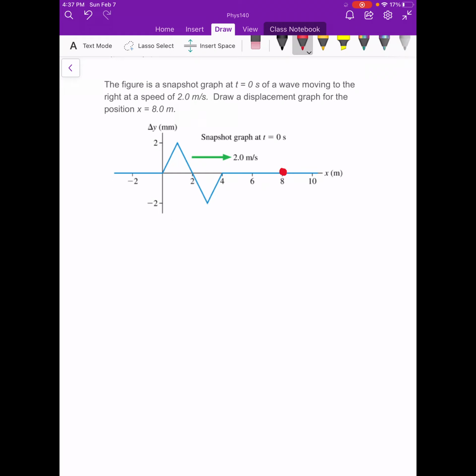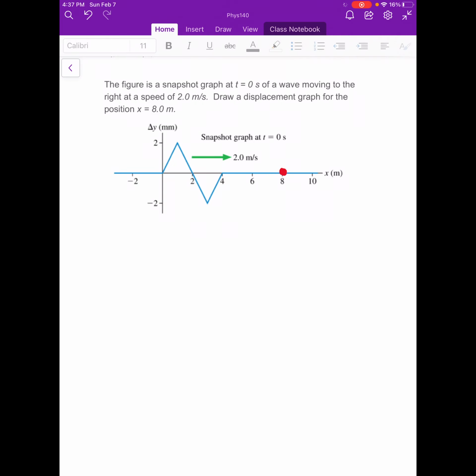Now we want a displacement graph just for position 8. A displacement graph means we want a history graph, so we want to know what's going on at 8 meters over time. The first thing I'm going to do is continue to draw snapshot graphs for every second, because the wave is moving to the right at 2 meters per second. That way I know every second my graph is going to move to the right by 2 meters.